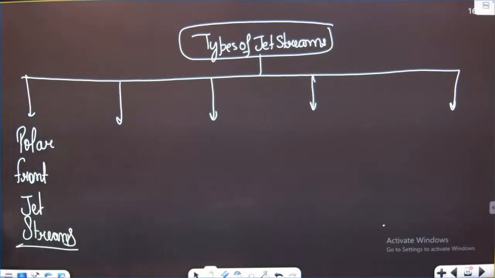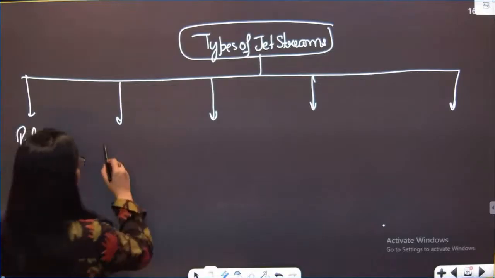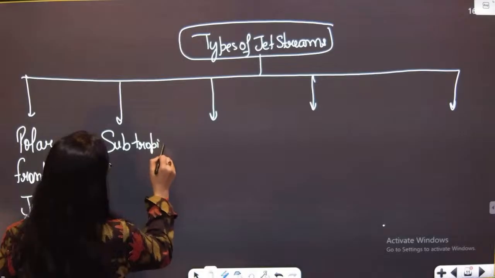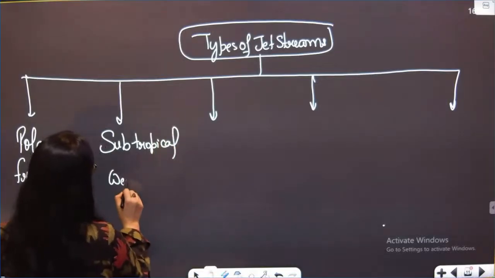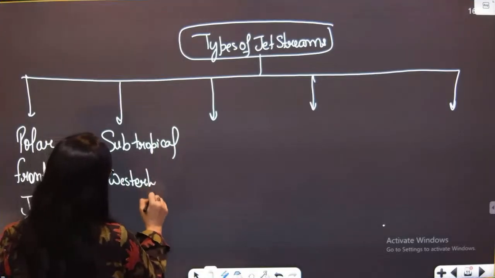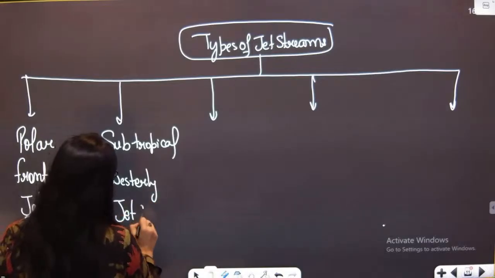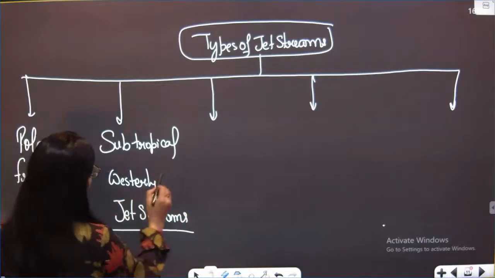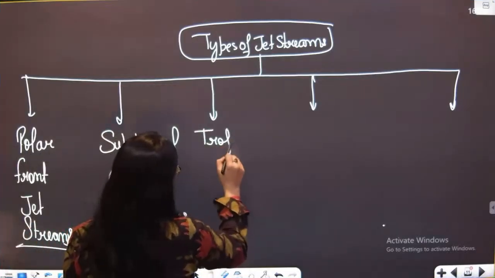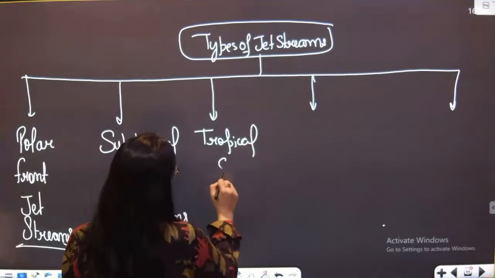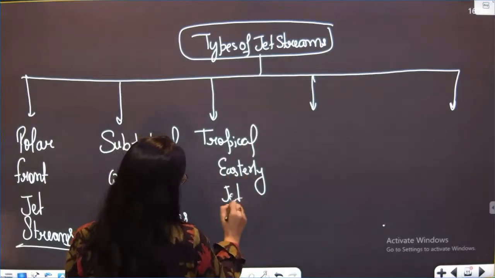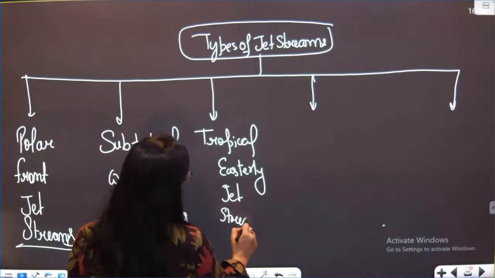The first one is polar front jet streams. Then you have subtropical westerly jet stream. Then tropical easterly jet streams. We'll write about each one of them.